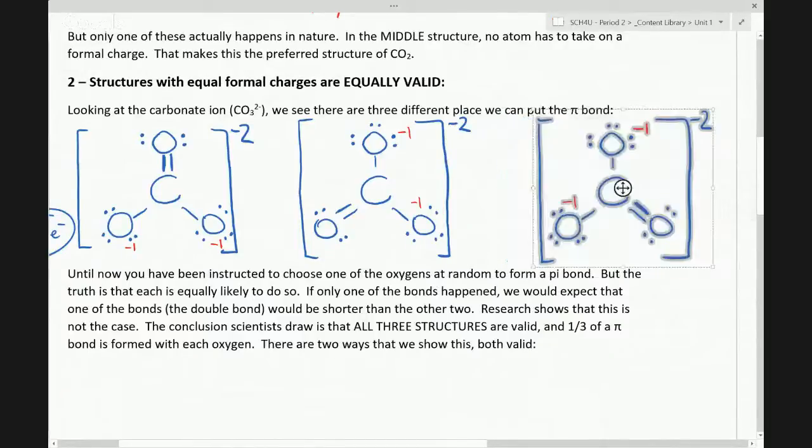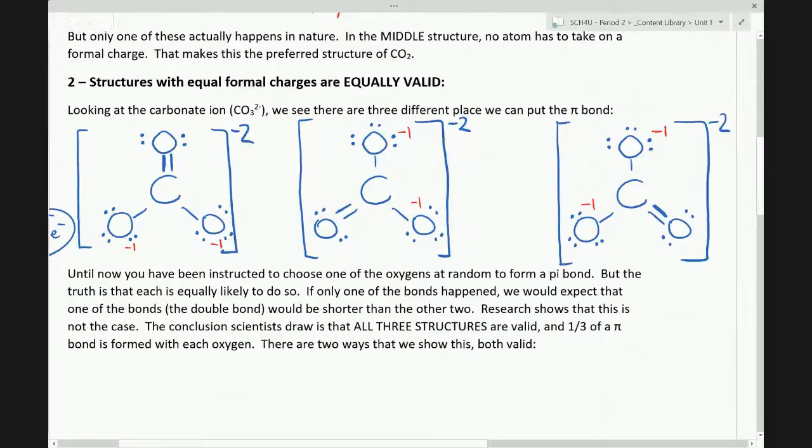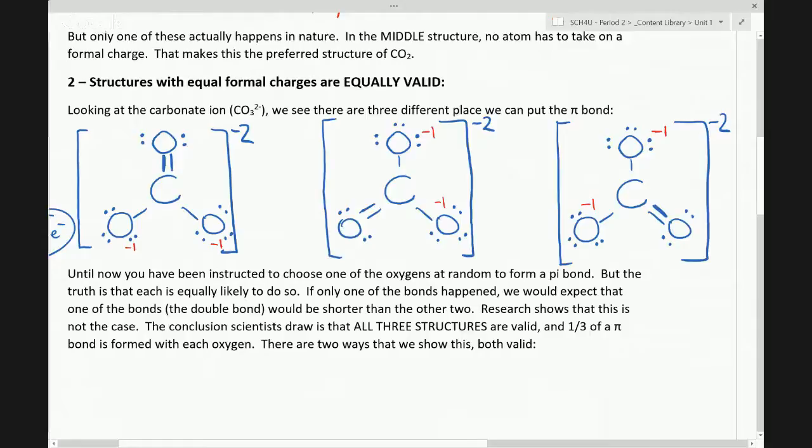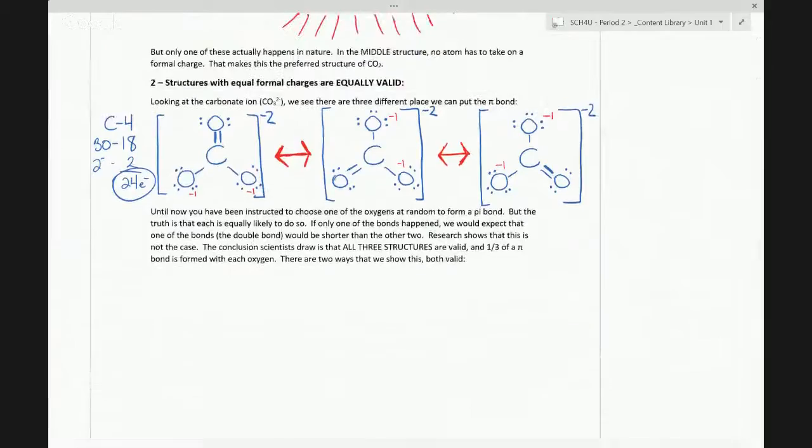Right? We said the structure with the lowest formal charge always wins, but what happens when there isn't a formal charge difference between them? Well, then they're all winners. They're all equally valid. And the way we show that actually is with a symbol like this. So we put arrows between them that show that we can go from one structure to the other. They're all real. So until now, you've always been told to just choose one and put the pi bond there. But really, all 3 happen.